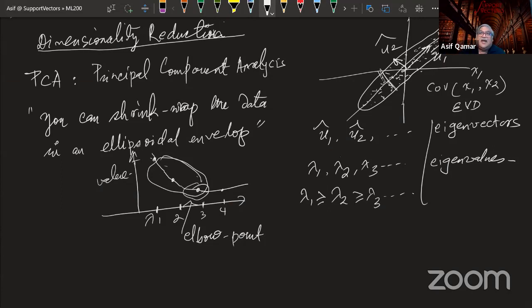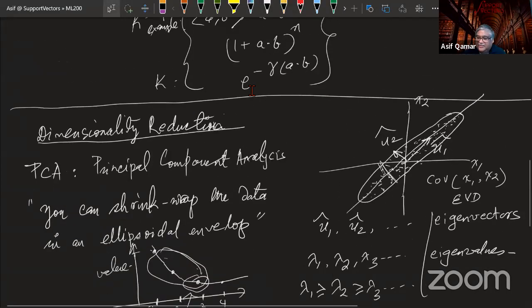So now what does that have to do with kernels? What do kernels have to do with dimensionality reduction? See, let us say that you're talking about data which is on a surface, something like this.